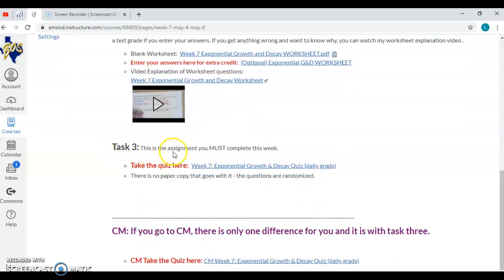Now, task 3 is the one that you must complete this week after you watch those notes videos. You can take the quiz right here. There's not a paper copy that goes with this because the questions are randomized. Now, if you go to CM, the only thing that's different for you for this entire assignment is task number 3, okay? Task number 3, you're going to take this quiz instead of this quiz. Otherwise, everything is exactly the same.